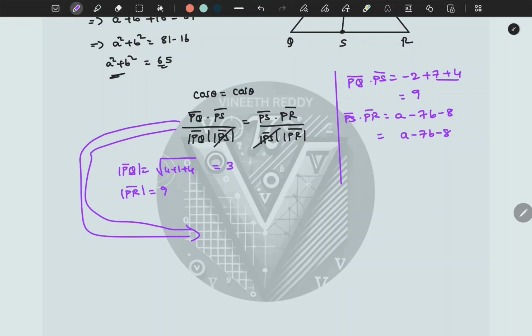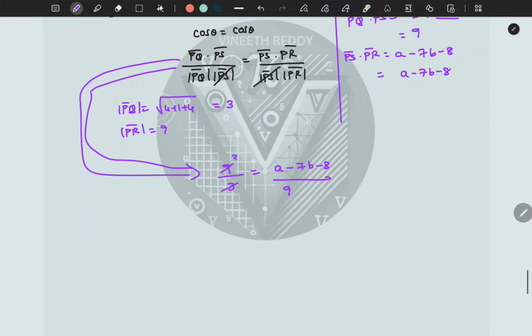So now this implies, what will PQ dot PS be? That will be 9 divided by the length of PQ, which is 3, is equal to PS dot PR, and what will that be? That will be A minus 7B minus 8 divided by the length of PR, which is 9. I think you are with me. So ultimately we get 3 into 9 is 27, equals A minus 7B minus 8.